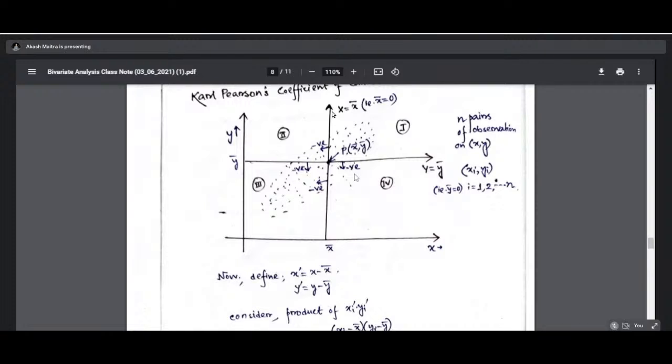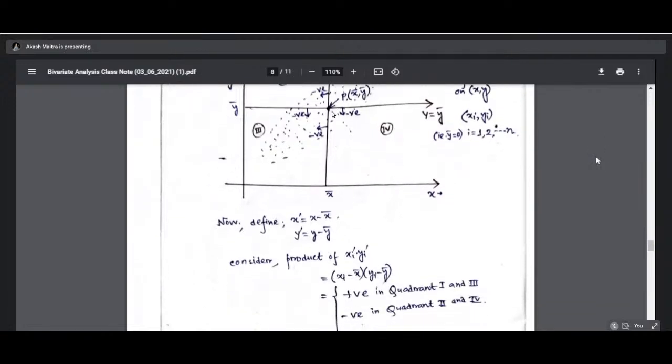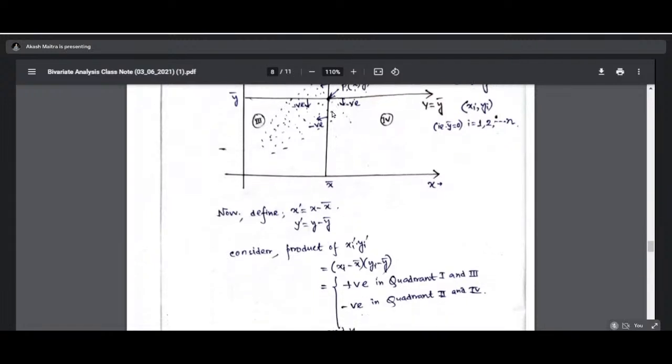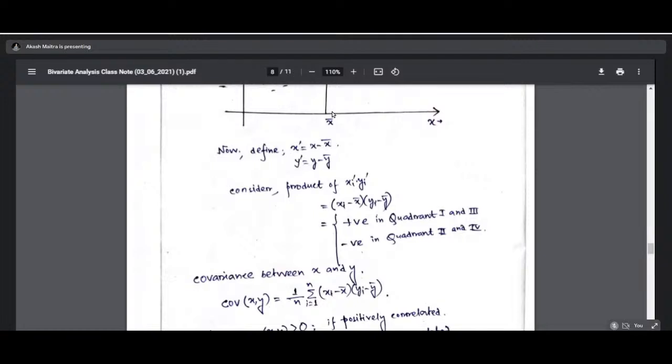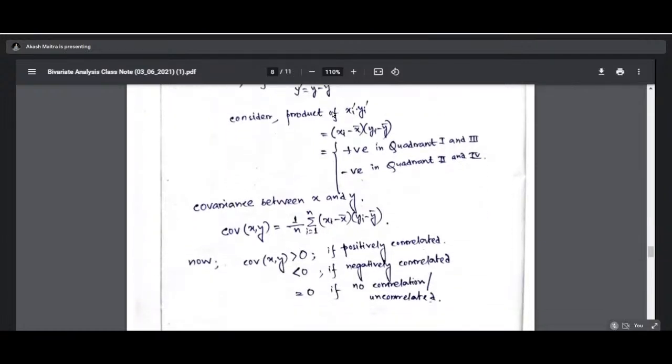Similarly, in the fourth quadrant, the x points of this data set are to the right of x bar, but the y values are below the y bar value. Likewise, y minus y bar is less than 0 and x minus x bar is a positive value, so the product will be negative. So is it clear? I think it's clear that the product will be positive in quadrant 1 and quadrant 3 and negative in quadrant 2 and quadrant 4.